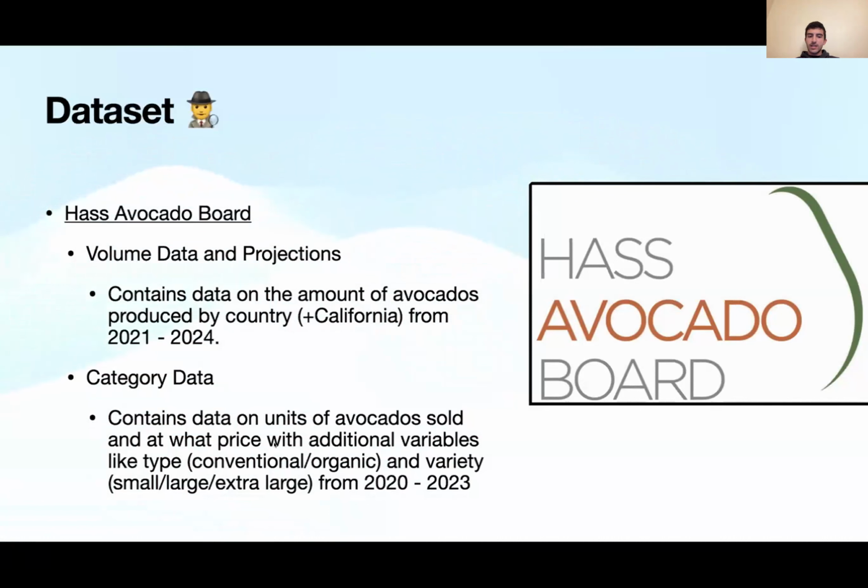Basically, this contains things like the average selling price of avocados by type, like whether it's organic or not, and by size. And this is from 2020 to 2023. It also contains how many units are sold and the total revenue of various countries and regions.